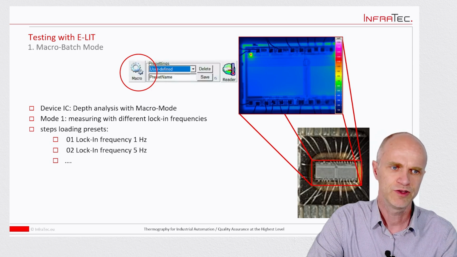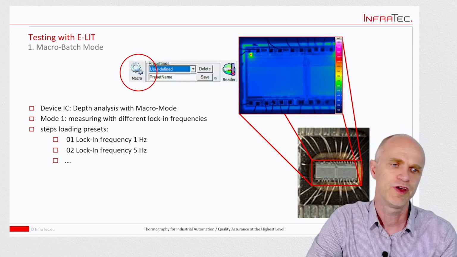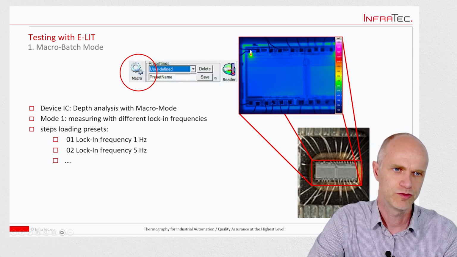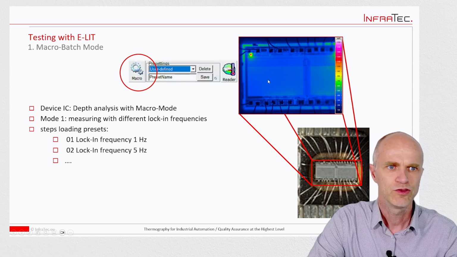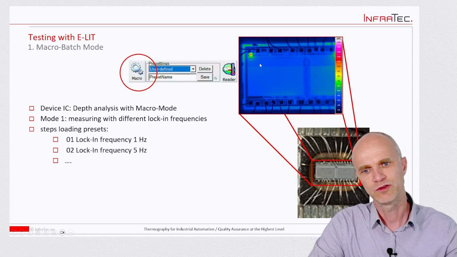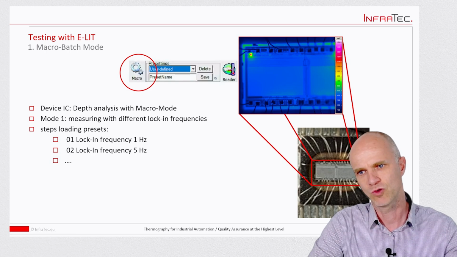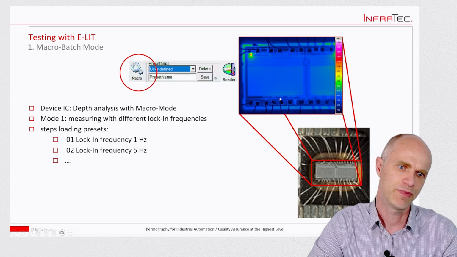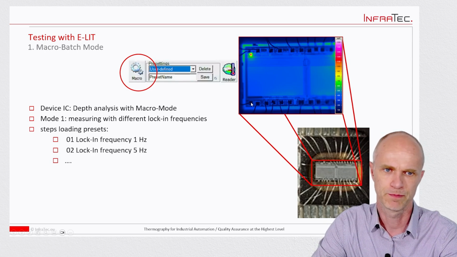And finally, it's possible to do a depth analysis of the sample. So to see even in which depths the failure is happening. So not just to see that there is a hotspot at any location on a chip like this, but even to see if it's more related to the surface or more deeper inside the sample.